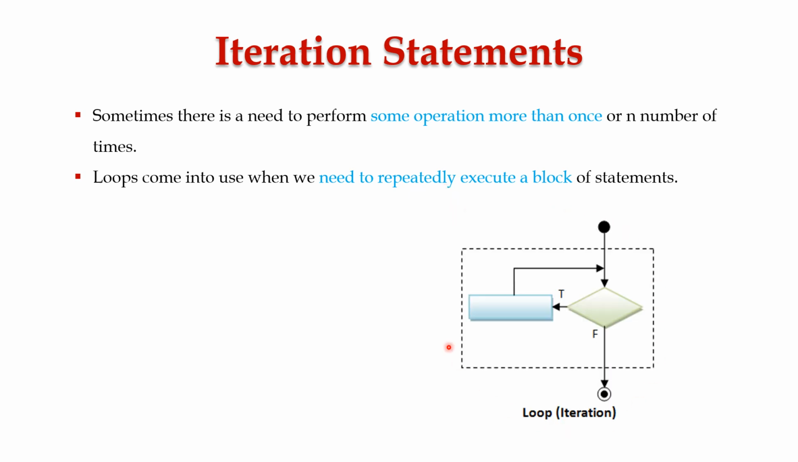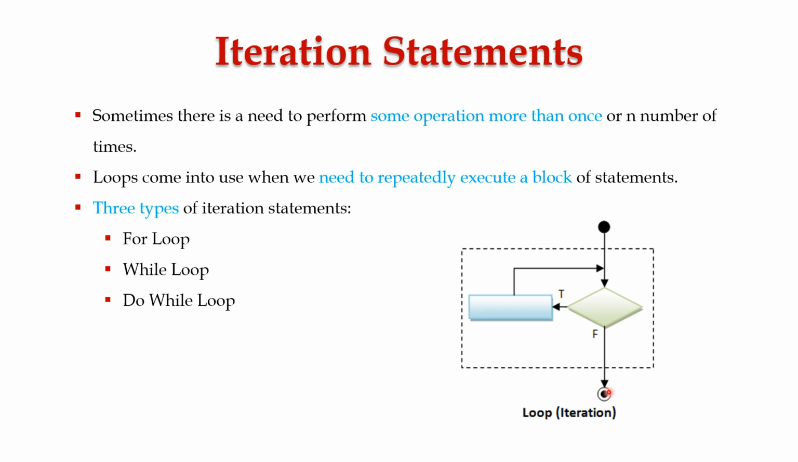So here we have a flowchart for iteration statements. We have the start point here and we have a condition here. If the condition is true, we can execute a set of statements, and again we check the condition. If it is true, the same block of statements will be executed again and again until the condition is false. If the condition is false, it gets terminated from the loop and moves to the next part of the program. So there are three types of iteration statements, namely for loop, while loop, and do while loop.